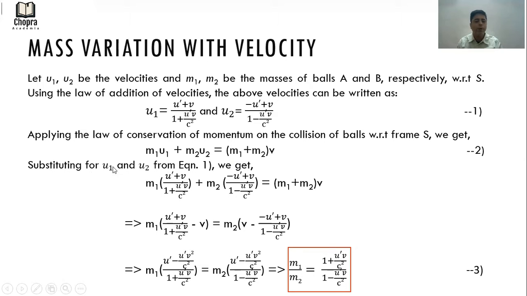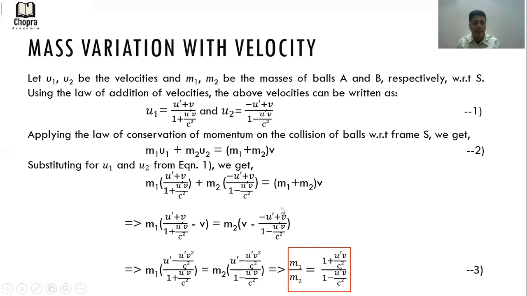Now we rearrange this equation. I go to the last equation directly, which becomes m1 times u dash minus u dash v square by c square by 1 plus u dash v by c square equal to m2 times u dash minus u dash v square by c square by 1 minus u dash v by c square, which implies, please see here how we have rearranged. We want to get the factor m1 by m2 on the left hand side. That is the whole idea.